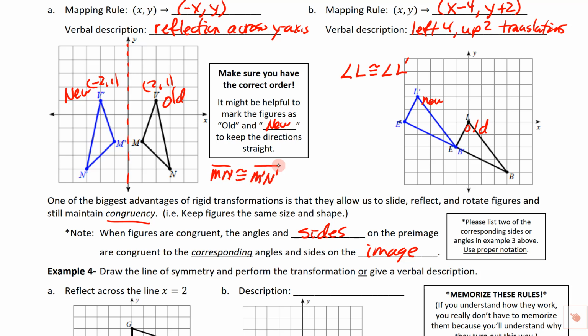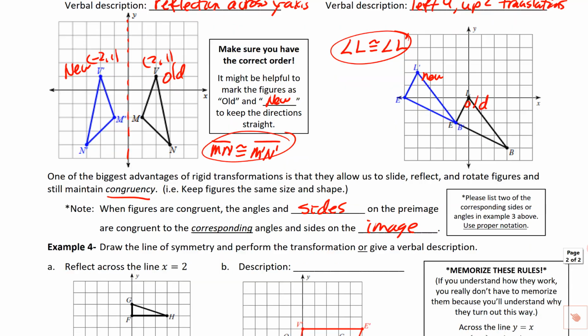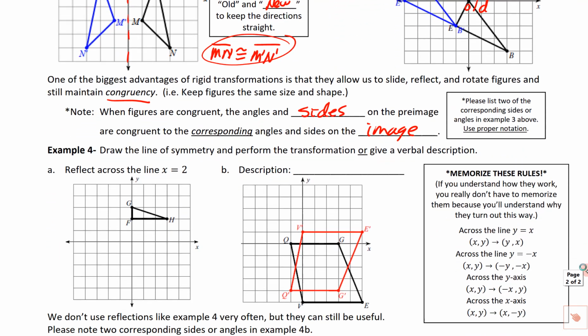Now, if you wanted to say a couple of these for each one of them, you could come through here and say that side LE is congruent to L prime E prime, or something like that. That's what we're after as far as using proper notation and realizing that those corresponding sides and angles are still congruent on the pre-image as on the image.